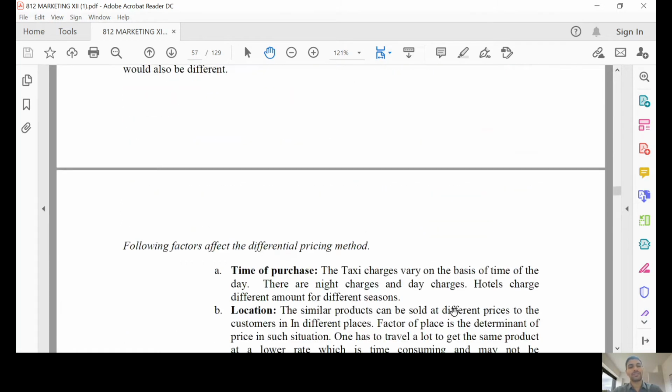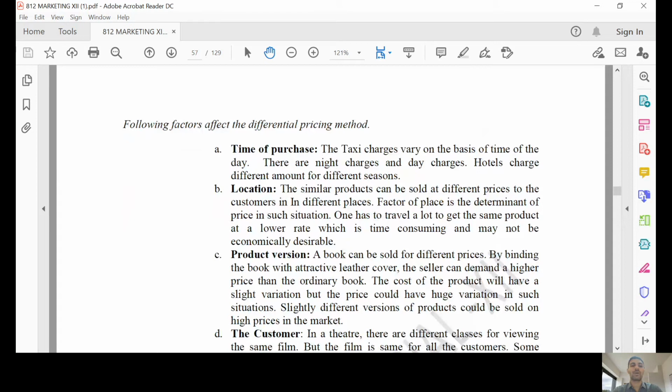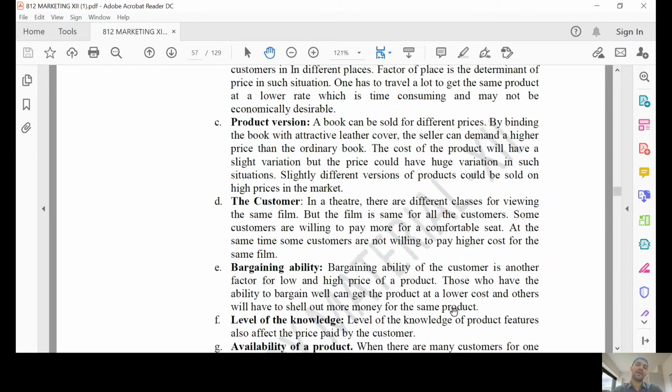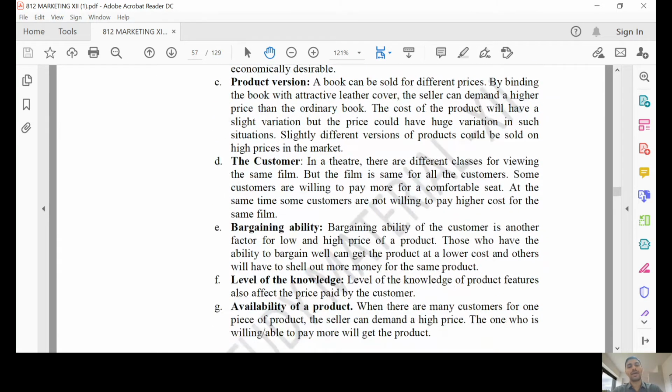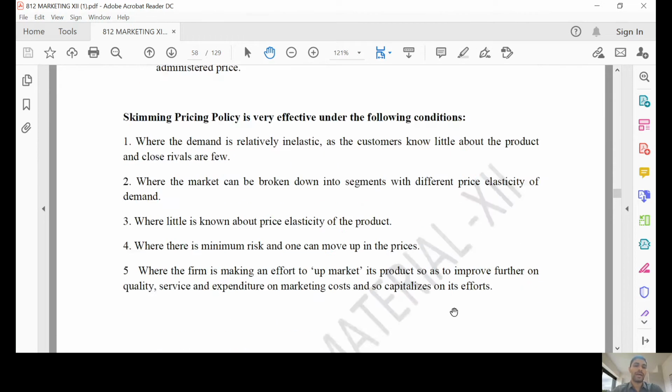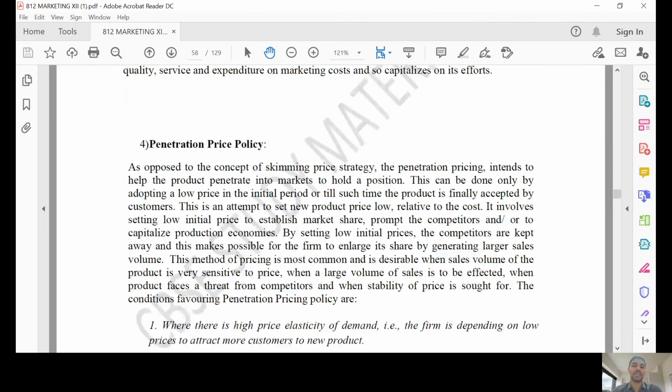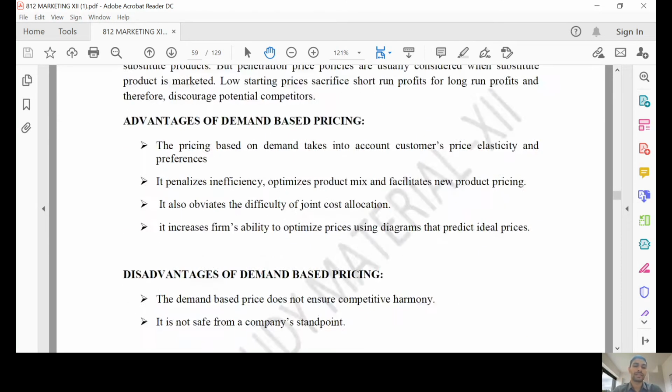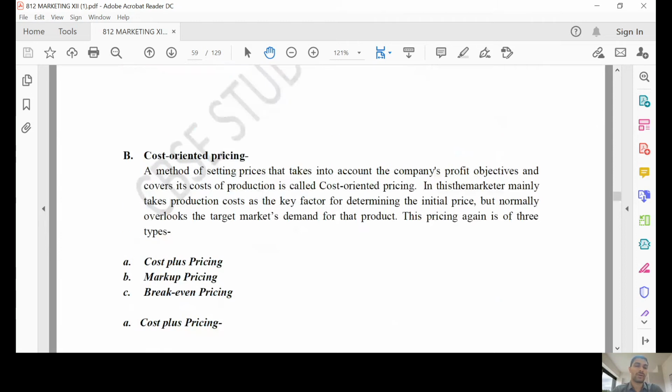The second one is differential pricing, where customers are given the product at different prices, according to different time of purchase, location of purchase, different product version, and different customer bargaining ability, etc. The price will vary. Next one, skimming pricing, where the product is sold at a higher price initially, and later they reduce the price. And penetration pricing, where initially the product is sold at a lower price, then gradually they increase the price. Now let us discuss cost-oriented pricing.